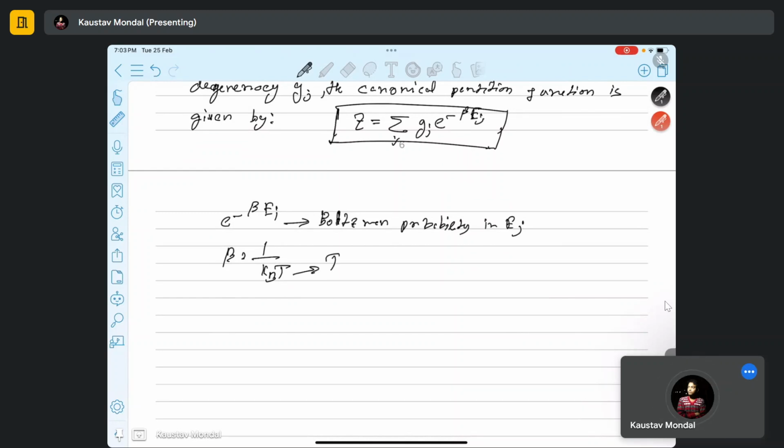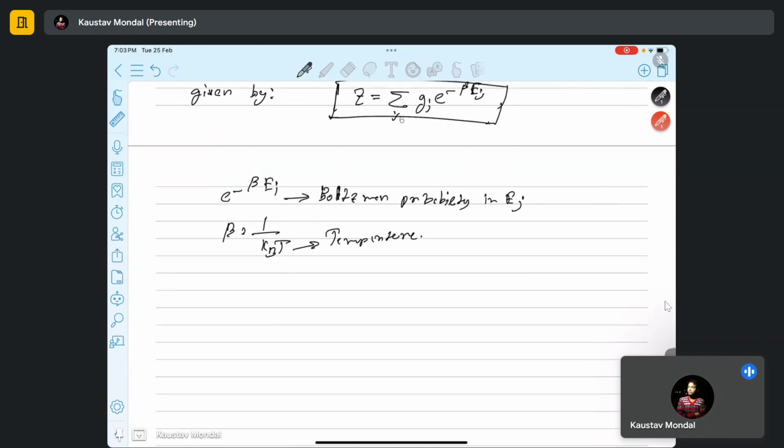T is the temperature, because this system needs to attain a particular temperature, right? Gj is the degeneracy here. Degeneracy means if the system's energy level Ej has any degenerate states, that energy has some degeneracy. And if Gj is the number of degenerate energy levels, then Gj is called the degeneracy for that particular energy Ej.